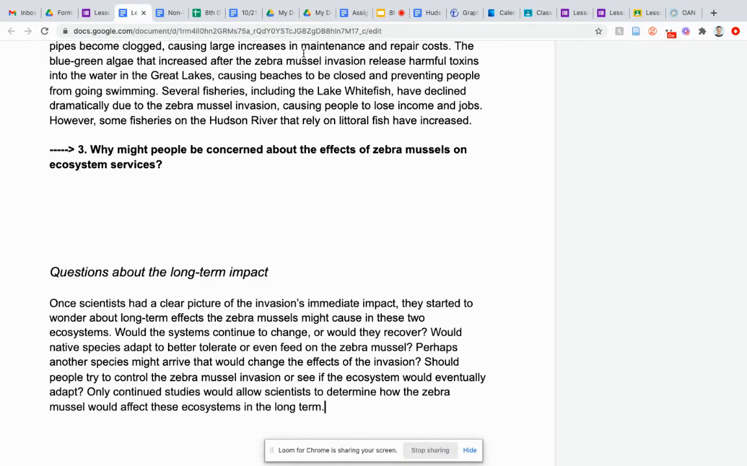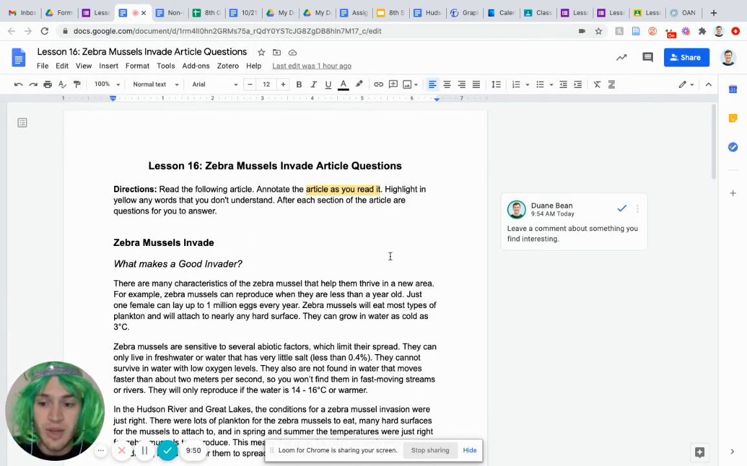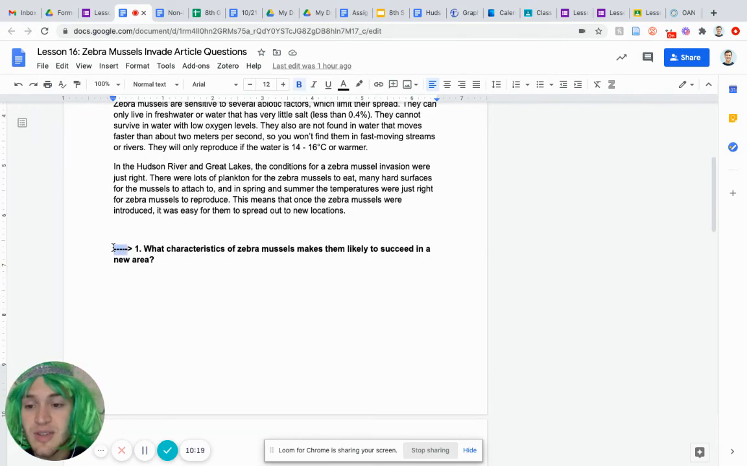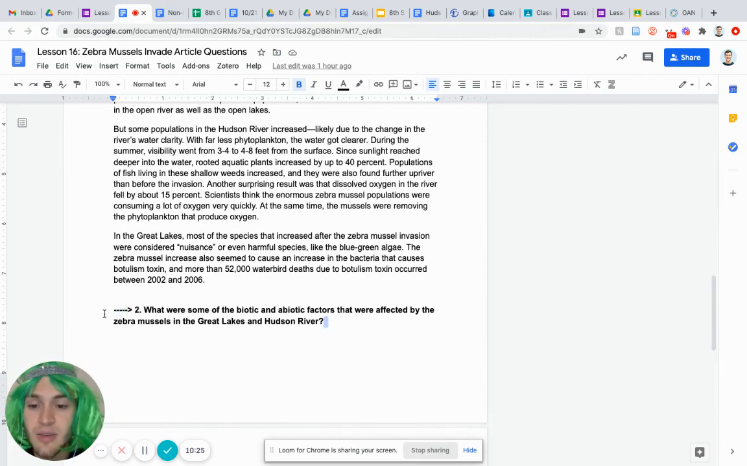There's one thing that I want to note on this worksheet. As you read the article, I want you to annotate the article. So just like 2 classes ago, annotating means leave a comment about something you find interesting or highlighting any words that you don't understand. I want you to annotate the article at least 3 times. So write at least 3 comments or highlight 3 words that you don't know, or some combination of that. And then after each section of the article are questions for you to answer. And you can answer those right in the Google Doc.